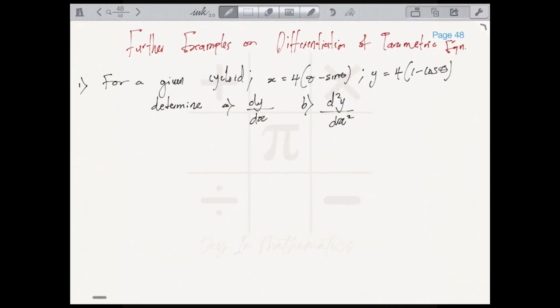Let's solve further examples on differentiation of parametric equations. Now, a given cycloid is an example of a parametric equation. We're given x is equal to 4 into (theta minus sine theta) and y is equal to 4 into (1 minus cos theta). And we're asked to evaluate dy/dx and also d²y/dx².